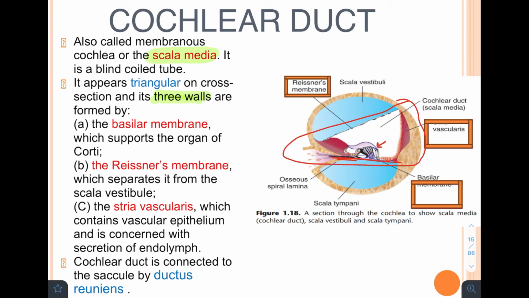Next is the Reissner's membrane, which separates it from the scala vestibuli. So this here is the Reissner's membrane. And in the third wall lies the stria vascularis, which contains a vascular epithelium and is concerned with secretion of endolymph. And the cochlear duct is connected to the saccule by the ductus reuniens. So this is about the cochlear duct.